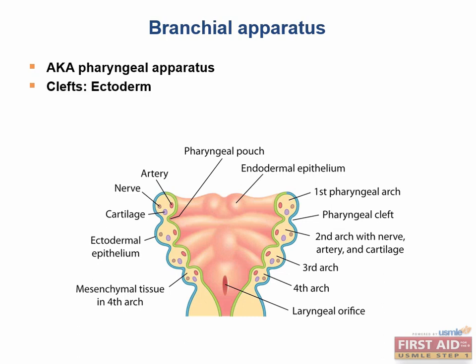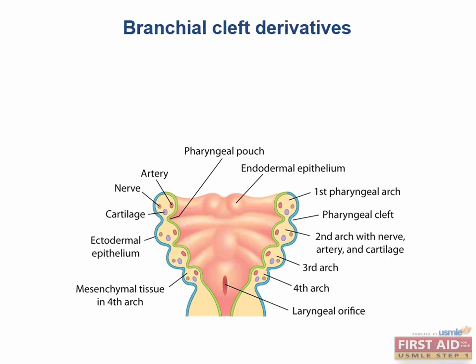The clefts are an external lining derived from ectoderm. Arches are mesenchyme derived from the mesoderm and neurocrest cells. The pouches are an internal lining derived from endoderm. So remember, CAP covers from outside to inside. C for cleft with ectoderm, A for arches with mesoderm, P for pouches with endoderm. So let's go into more detail about this.